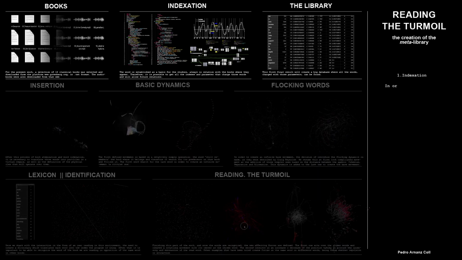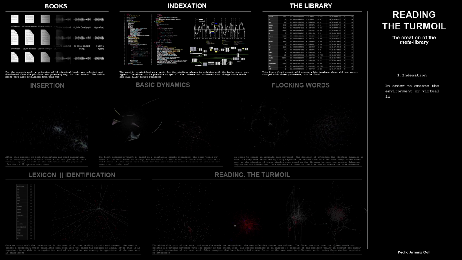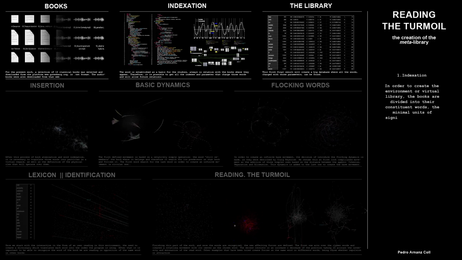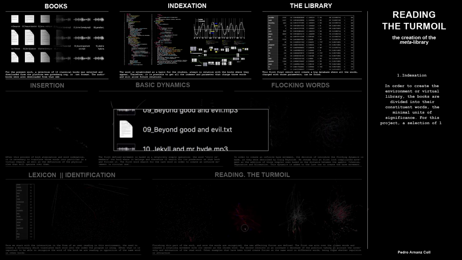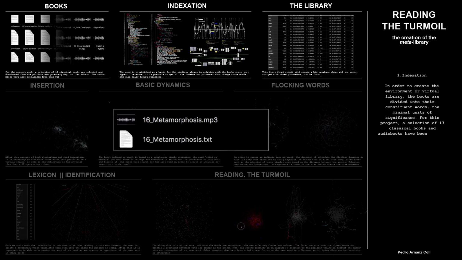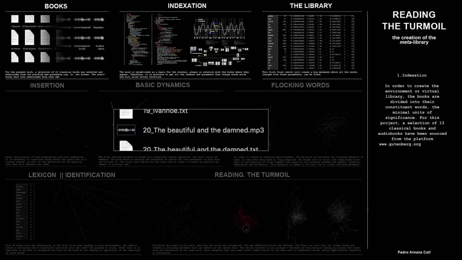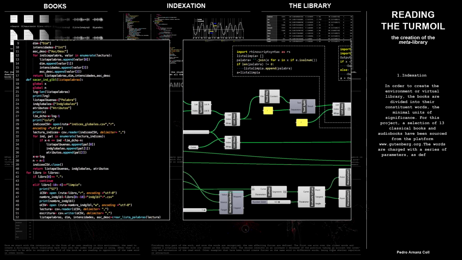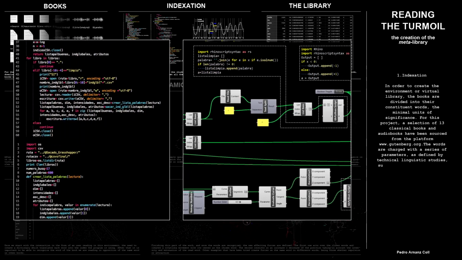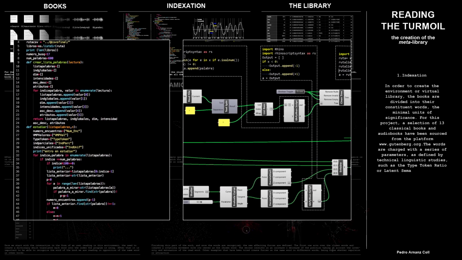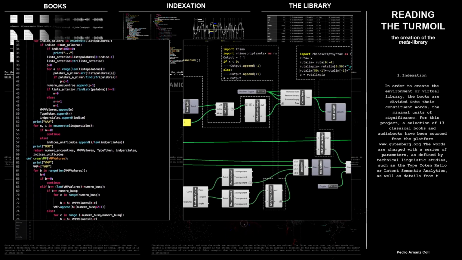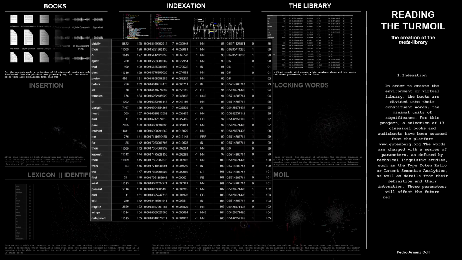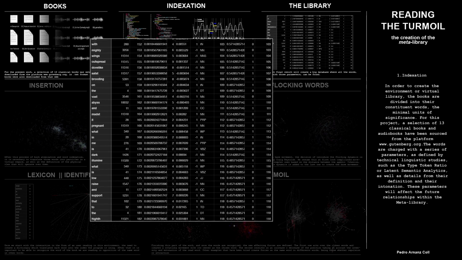Indexation. In order to create the environment or virtual library, the books are divided into their constituent words, the minimal units of significance. For this project, a selection of 13 classical books and audiobooks have been sourced from the platform gutenberg.org. The works are charged with a series of parameters, as defined by technical linguistic studies such as the type token ratio or latent semantic analytics, as well as details from their definition and their intonation. These parameters will affect the future relationships within the meta library.